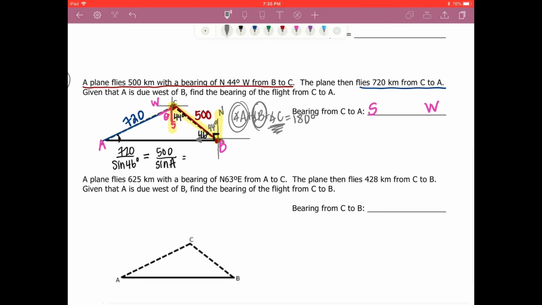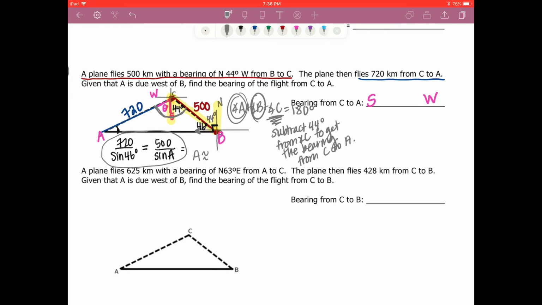we can solve for angle C. Once we solve for angle C, this entire angle C, we'll be able to subtract 44 degrees from angle C to get the bearing that we need. So that's going to give us the bearing from C to A. So we're going to put this into the calculator. And when I do that, I get angle A is approximately 29.970 degrees.